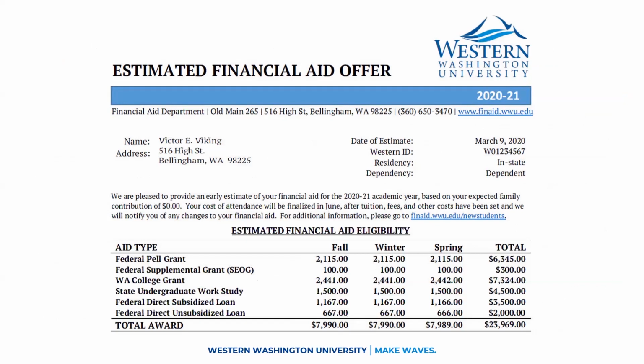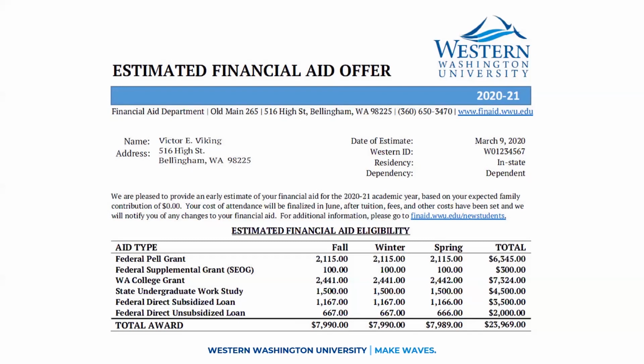So we are now looking at a different type of offer. This is for a student with an expected family contribution of 0, so they were offered a lot more need-based aid. They're offered a couple of grants, some work study, which is need-based, and then both a sub and an unsub loan. Your offer letter may look like this, it may look like the other one, it may be somewhere in between. We just wanted to show two extremes of what these offer letters might look like.